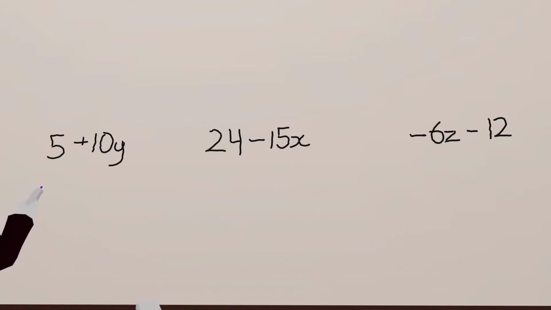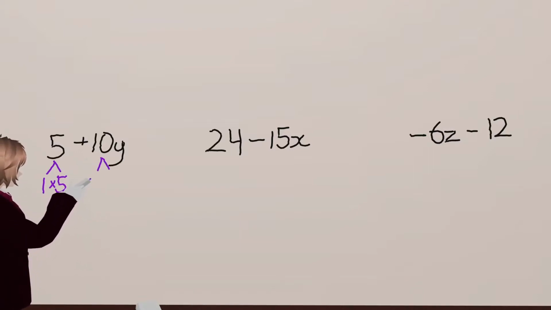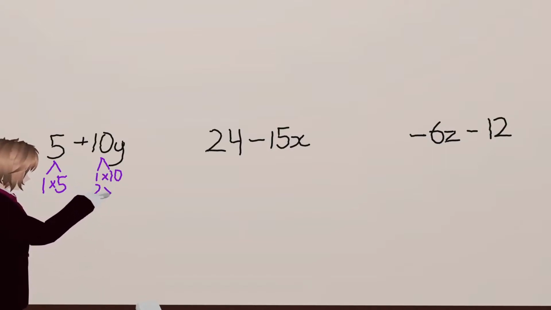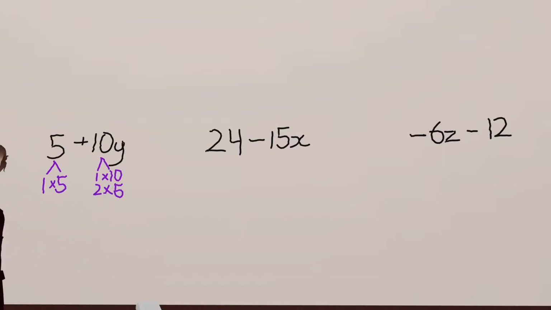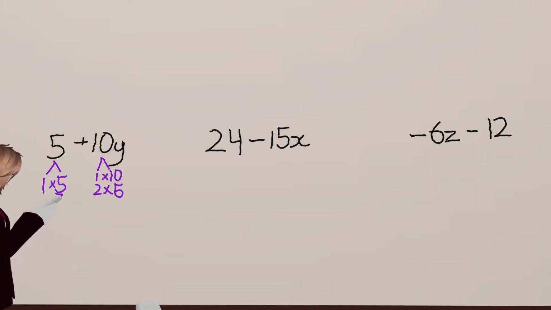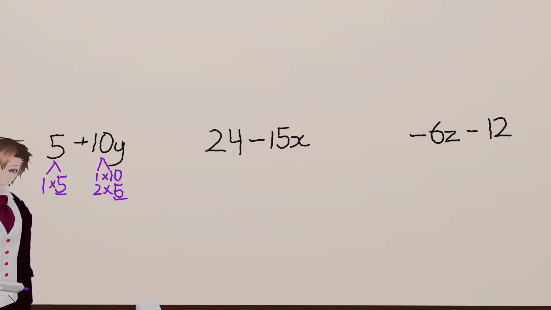For my 5, I give him legs. 1 times 5 is my factors for 5. And then when we have 10, we have 1 times 10, and then 2 times 5. Which is our highest common factor? Well, you can see that there's a 1 and a 1, and you can also see that there's a 5 and a 5. 5 is our highest common factor.